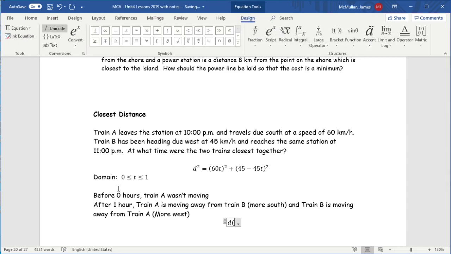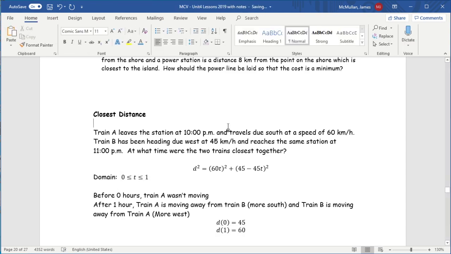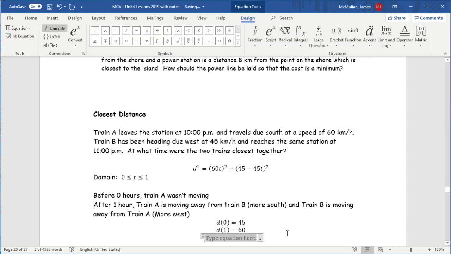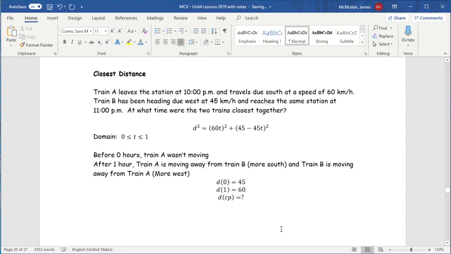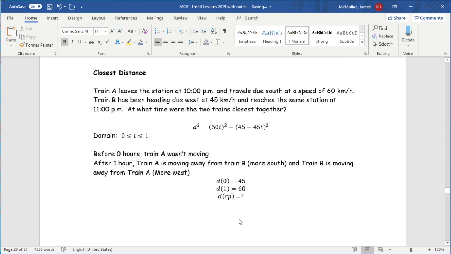Now we know that D of 0 is 45. We know that D of 1 hour is 60, because at 1 hour train B is at the station, but train A is 60 kilometers south of the station. So D of 0 is 45, D of 1 is 60, and D of some critical point could be a smaller distance. That's what we need to find out. So let's find the equation.